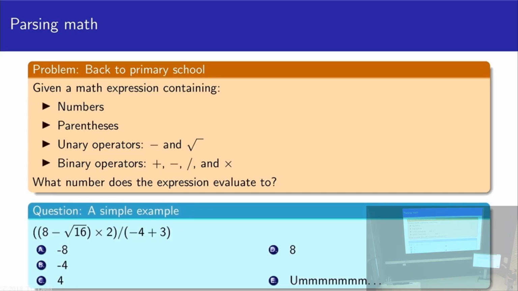And the question that we ask, given a math expression, is what number does it evaluate to? So here we go. Should be the easiest question of today. Here we have one. Please tell me what number this evaluates to. And let's see. Good. Most of you can do math. So 8 minus 4, that's 4, times 2. 8, okay, 8 divided by minus 4 plus 3, minus 1. 8 divided by minus 1, that's minus 8. Okay, good. We can still do this. Most of us can still do this. Good.